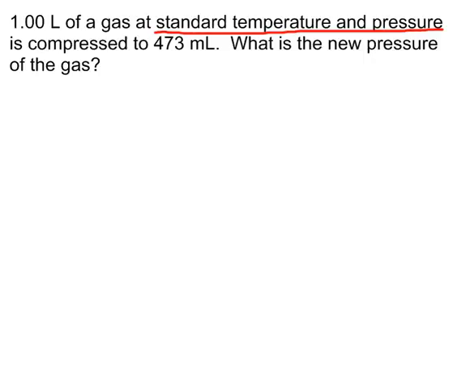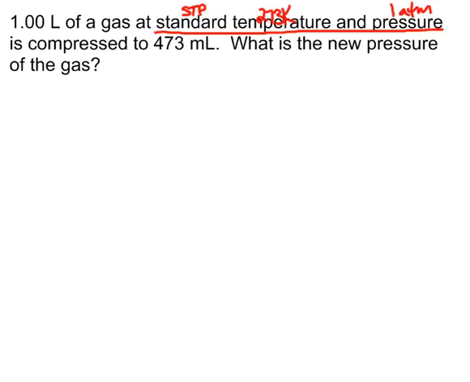Standard temperature and pressure, or you may see it as STP, has very unique, specific conditions. When a gas is mentioned to be at STP, it means it is at 273 Kelvin and at 1 atmosphere. So the pressure is 1 atmosphere, the temperature is 273 Kelvin. You do not need to put the 273.15 or anything like that.